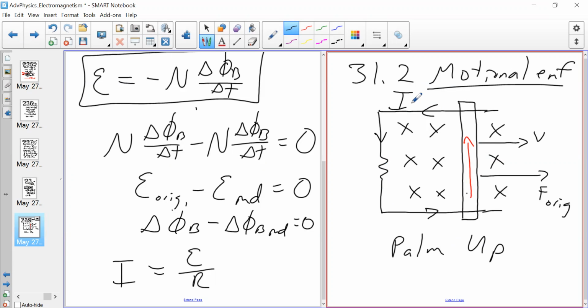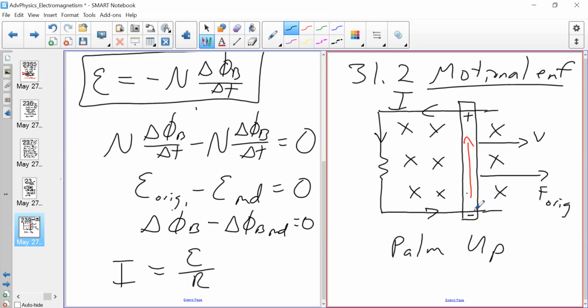Next thing that we know within this bar is that the electric field is going to go this way. We're going to get the same amount of positive charges, or protons, accumulating towards the top as electrons accumulating towards the bottom. Conventional current is a flow of protons, so we're going to have protons accumulating up top and electrons at the bottom.